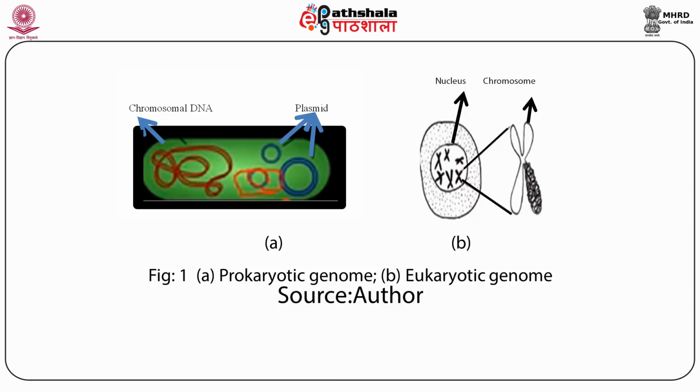Chromosomes are circular in prokaryotes. Replication starts at a single point called oriC and proceeds in both directions till the two replication forks meet.